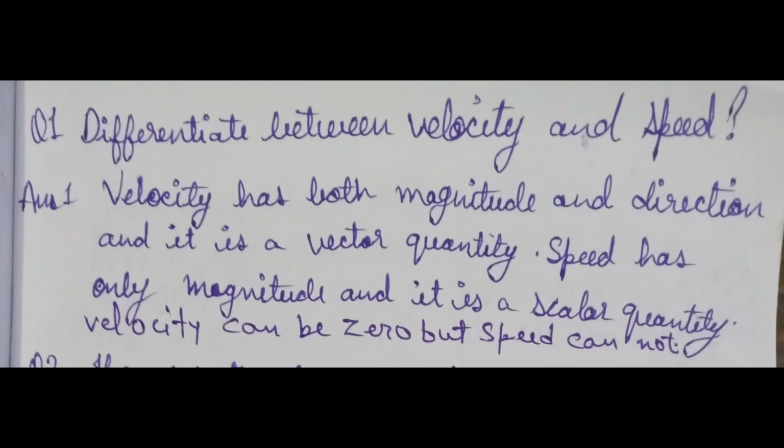Differentiate between velocity and speed. तो आप ऊपर देख के कर सकते हैं आराम से कि velocity has both magnitude and direction and it is a vector quantity. Speed has only magnitude and it is a scalar quantity. Velocity can be 0 but speed cannot be 0.